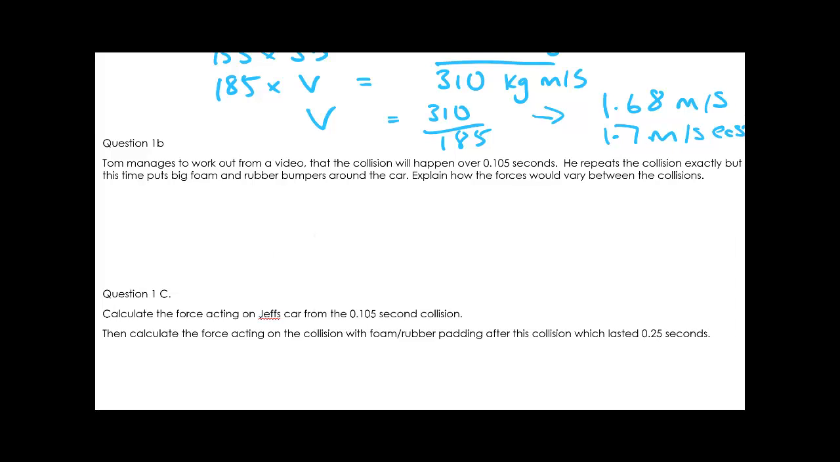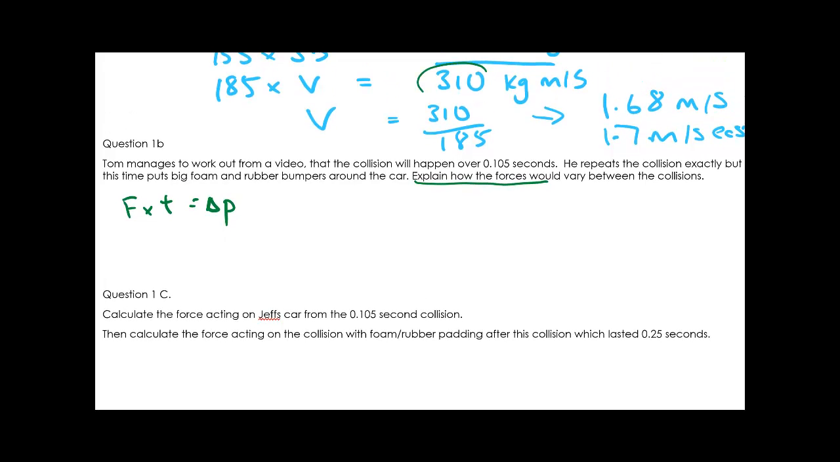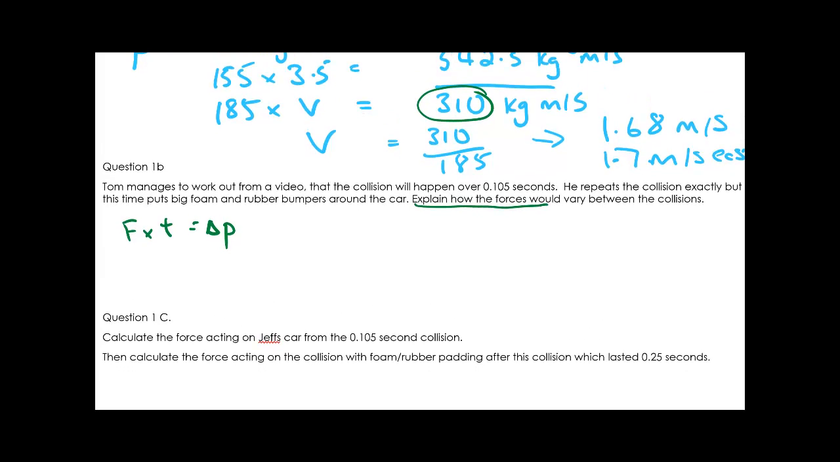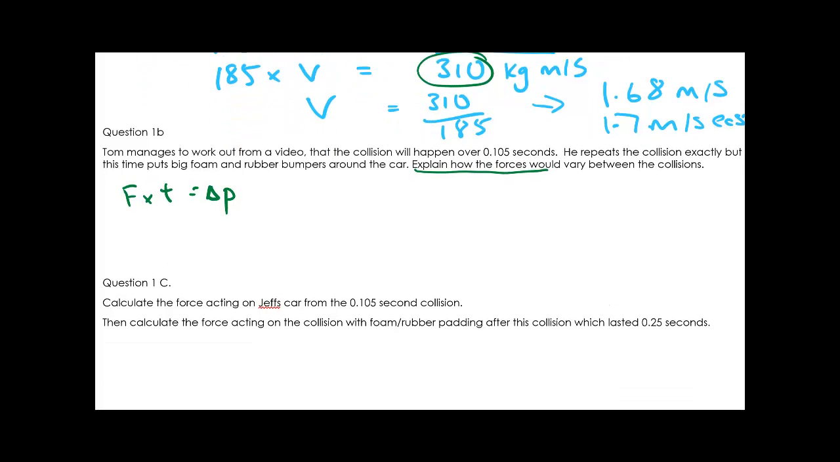Now if we carry on to the next one, Tom managed to work out from video that the collision will happen over 0.105 seconds. Now this is an explanation question, so it really doesn't need a calculation. However, just for the sake of looking at this, and it does come up in the next question, the change in momentum is 310. He still has 542.5 kilogram meters per second, so the change in momentum is that. So that's going to be 310 kilogram meters per second.